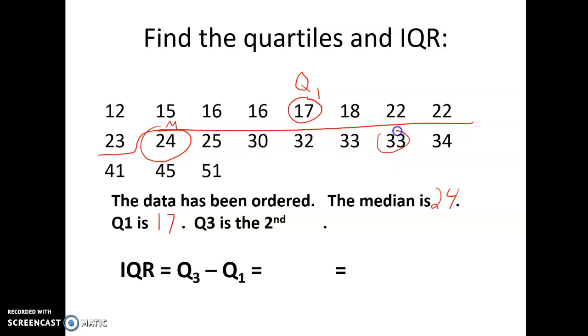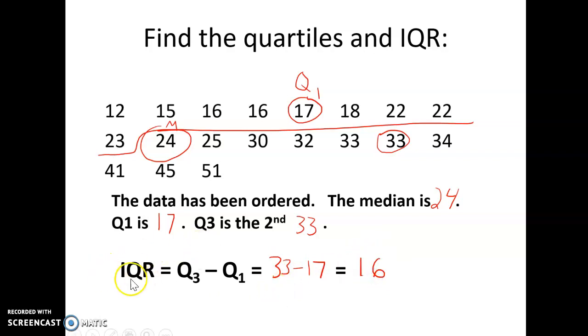33. So our third quartile is 33. Now we have this IQR. I talked about this in another video just very briefly, that we were going to eventually find it. Well, today is eventually. To find the interquartile range, that's what IQR stands for. Yes, you can abbreviate. We just need to know what it represents. Interquartile range is when you take the third quartile and subtract the first quartile. So we're going to take 33 minus 17, and that's 16.